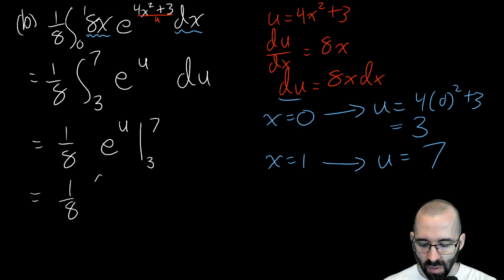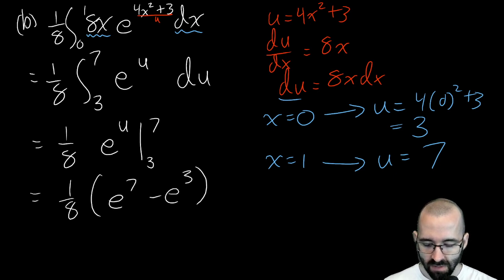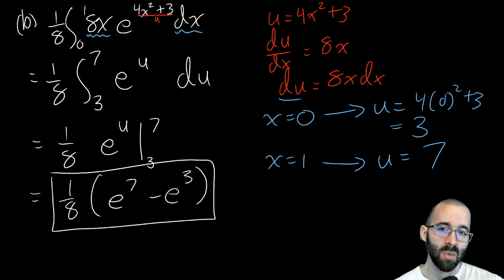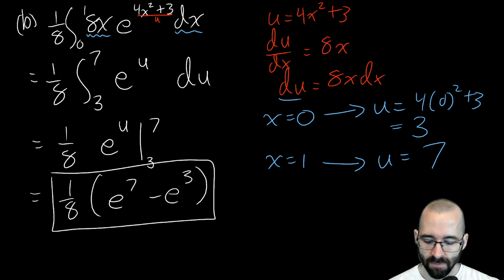You can either leave the 1/8 factored or put it inside. e to the 7th minus e to the 3rd. And that's what you get as our exact answer. Most of the time in this class, I'll want an exact answer, but you may also find a decimal approximation. Decimal approximations are usually preferable for application problems. But this is basically as simplified as you can go.